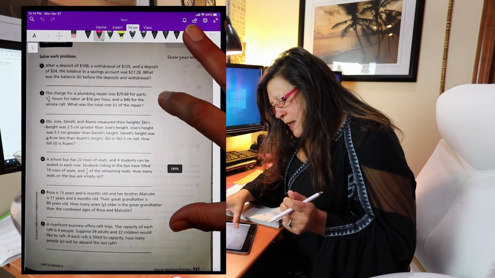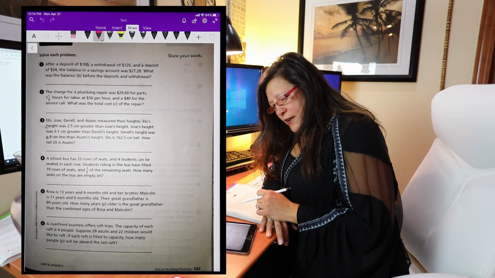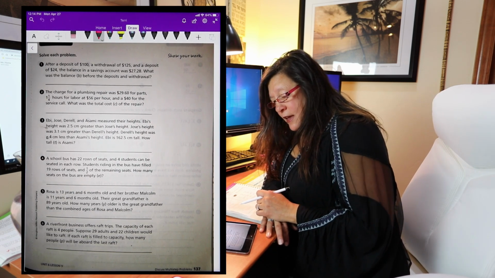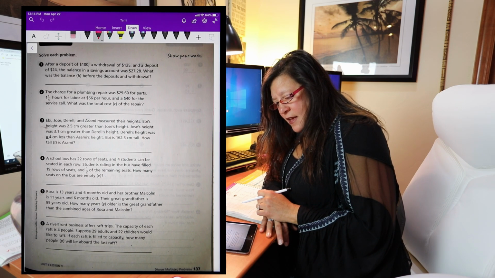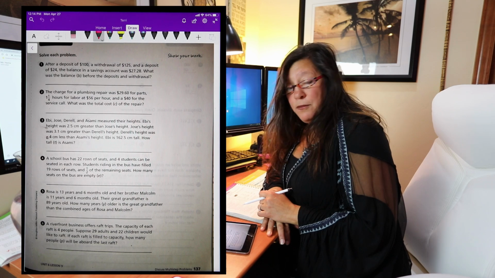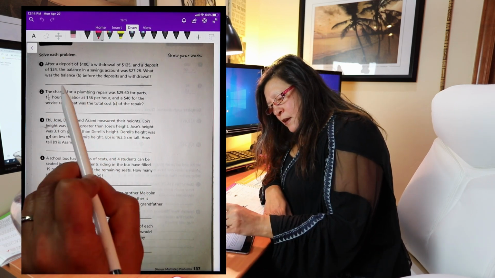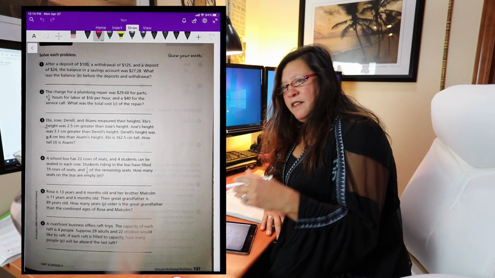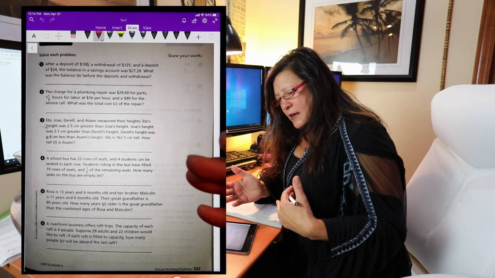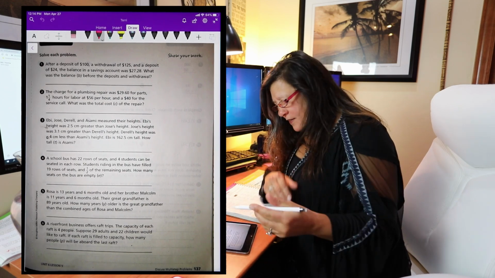6-9 homework, side. After a deposit of $100, a withdrawal of $125, and a deposit of $24, the balance in the savings account was $27.28. What was the balance before the deposits and the withdrawals? Okay, you should be familiar with this because we do this every week in our checkbook at school. All right, so when we're working with deposits, we know that that's adding money. When we're withdrawing, that's subtracting money. So when we have the balance at the end, we're going to do the opposite of what it said.